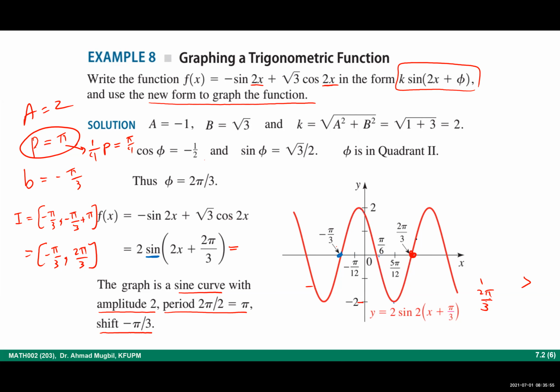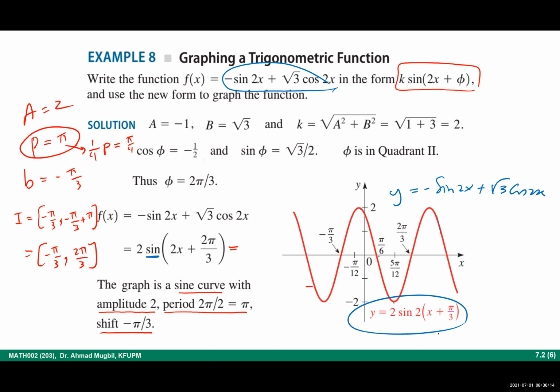Now, you can continue, of course, the same way. This is the graph of this function. This graph is also the graph of this function. It is also the graph of this, so this is y equals negative sine 2x plus square root of 3 cosine 2x. It is the same. They are equal to each other. Okay. Any question, shabab?